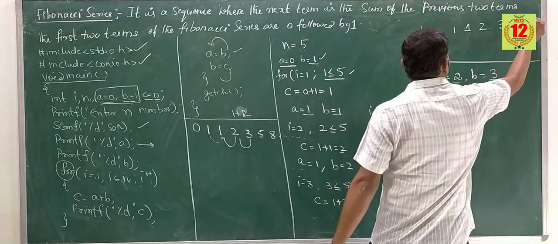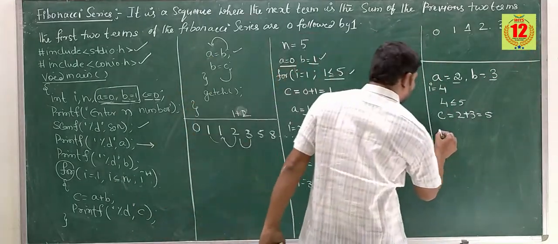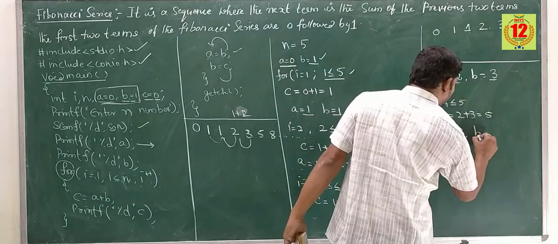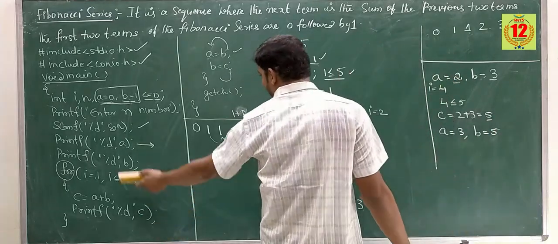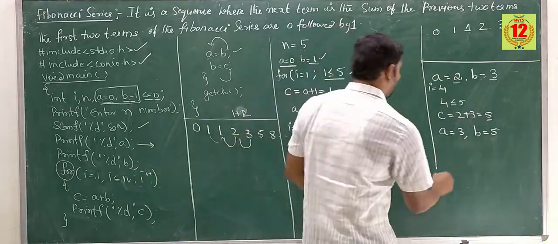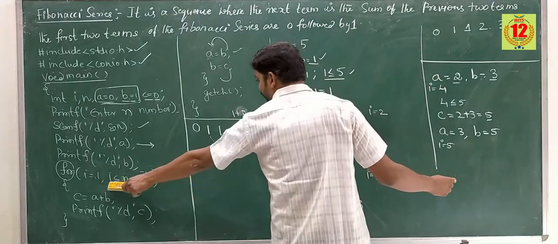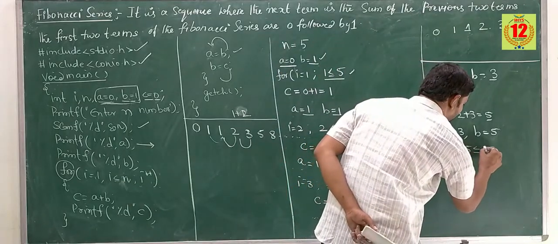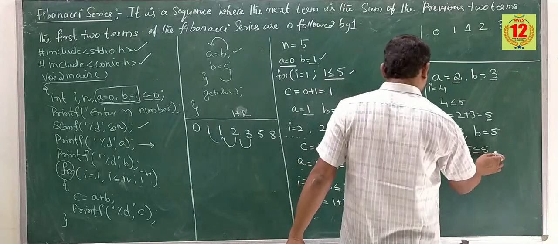Now 5. Next, again out of the condition, a is equal to b, assigning the values. a is equal to b, whatever the b value 3, and b is equal to c, c value is the 5. Next, increment the i value. So i was 4, now i is equal to 5. So again the test condition, i less than or equal to n. So 5 less than or equal to 5, the condition is true.